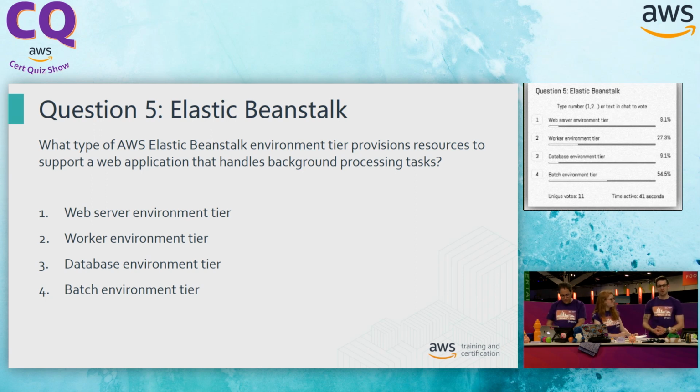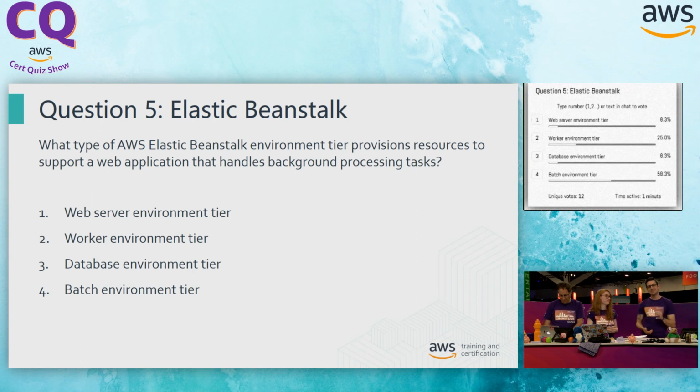Second one, the worker environment tier. Yep. That sounds to me like an application that's sitting in that background. It's collecting the content that's being processed by that front-end application, going through it, and then doing something with it. Not being favored on the online poll at the minute, though. All right. Let's still explore the rest.